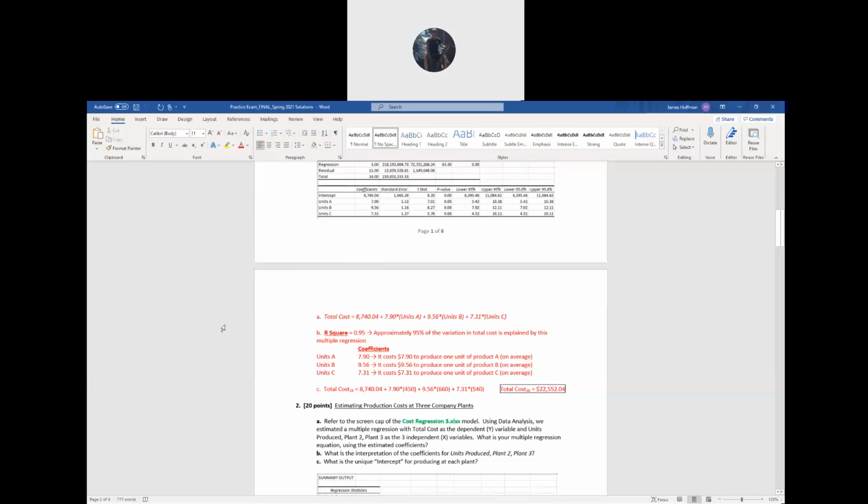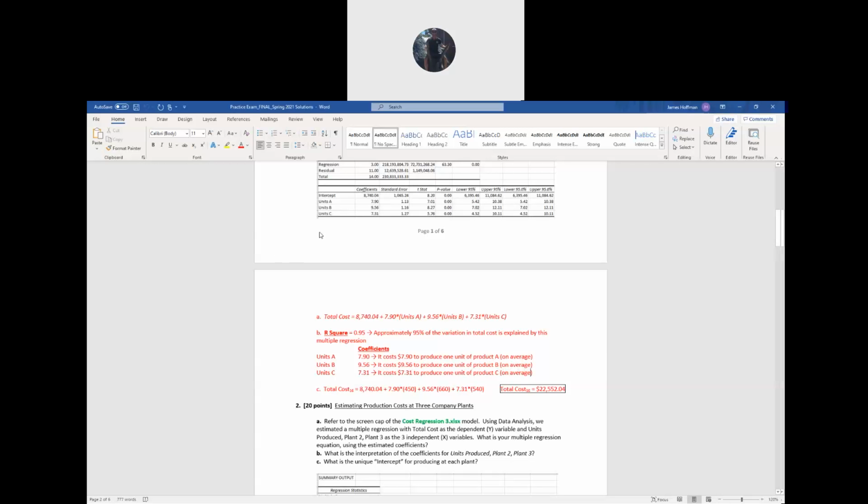All right, it's the same thing for units B, except the cost is a little bit higher, $9.56. That means it costs about $9.56 to produce 1 unit of product B on average. And also for unit C, you get a coefficient of 7.31, which just means that's the cost when you change unit C by 1 unit. Interpret that as producing one more unit C. That's the effect on total costs, which is a dollar amount. So it means it costs about $7.31 to produce 1 unit of product C.